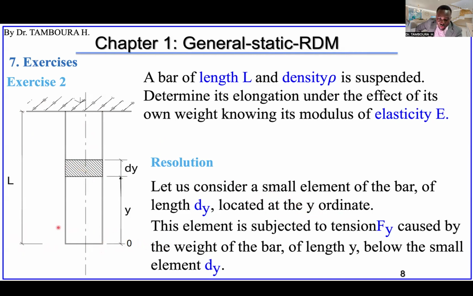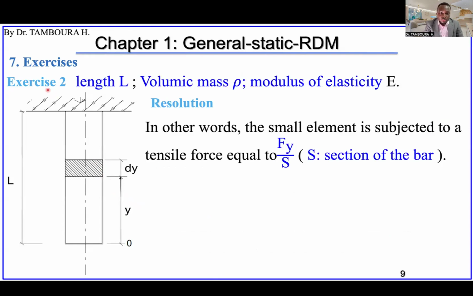Here you can choose an elementary element. Okay, this small element, we can study this and determine the length variation of this small element. After that, we can just integrate to obtain the total variation in the length. That is not complicated, I think. So the total length, the volumic mass, the Young modulus E.